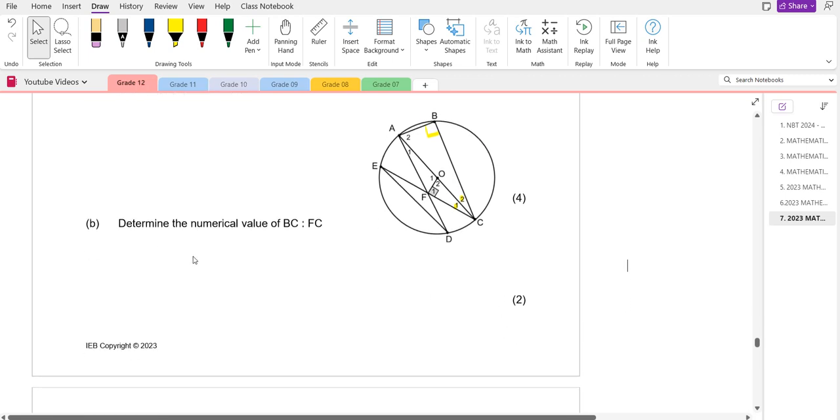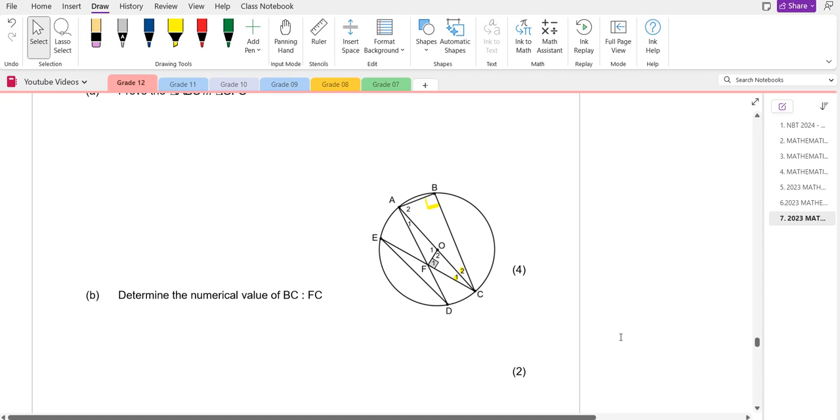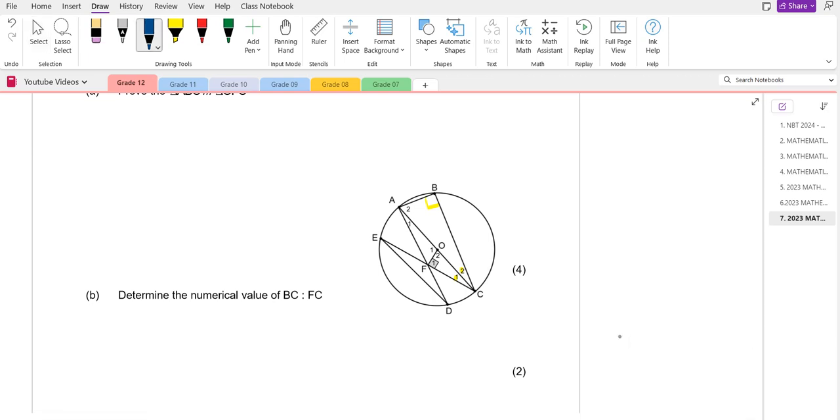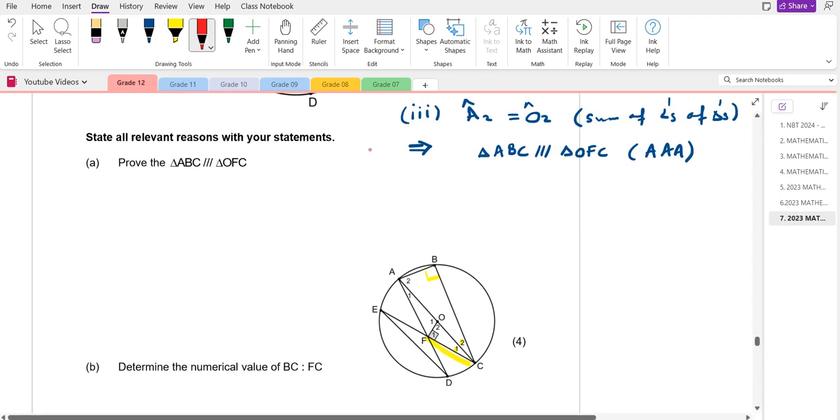Remember, we're solving this question here for 2 marks. BC to FC. We have BC here and we have FC over here. Right, so we can use what we proved above. So we know we have similar triangles. So we're going to choose this.